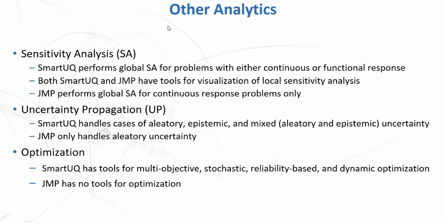SmartUQ also has a lot of options for optimization, whereas JMP does not have optimization tools. So we'll take a look at a couple of those coming up here, but we have tools for your standard deterministic, but also multi-objective, stochastic, reliability-based, and dynamic optimization techniques.